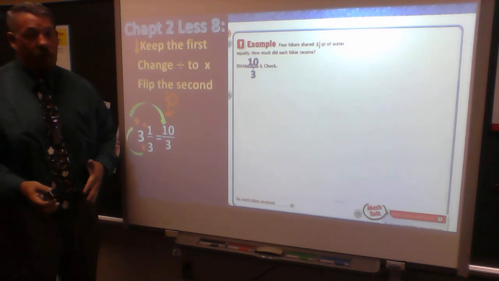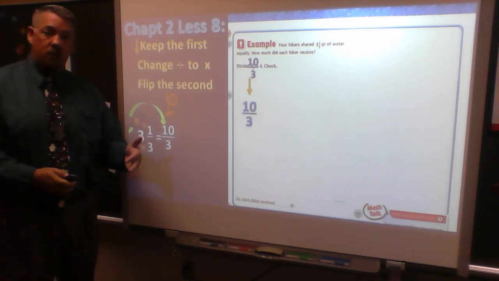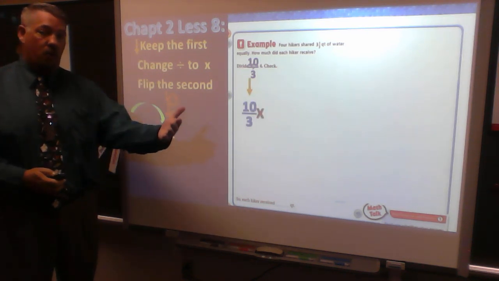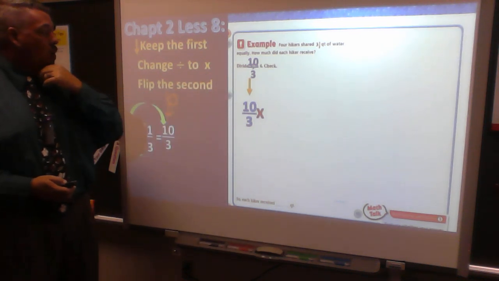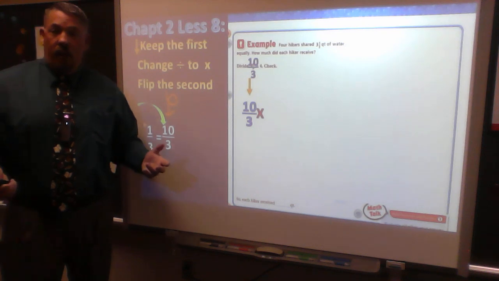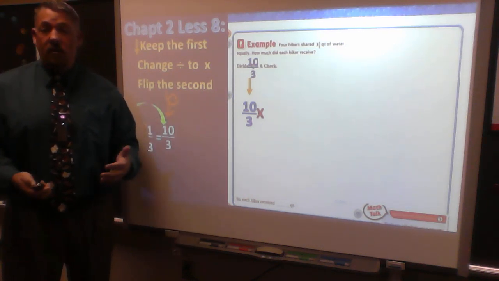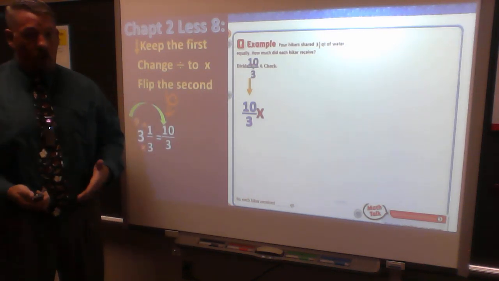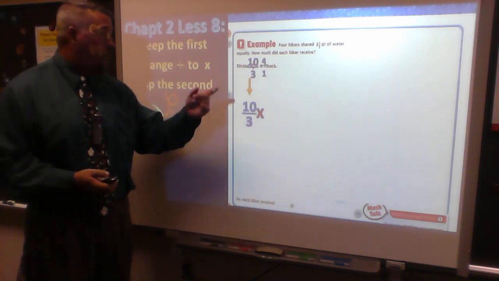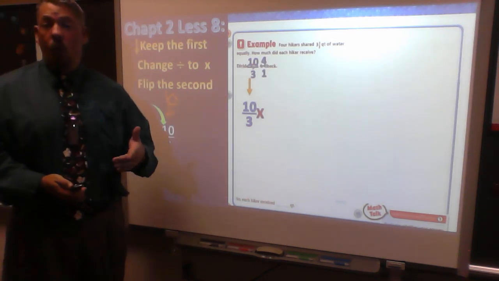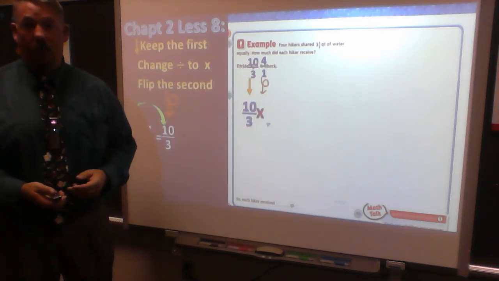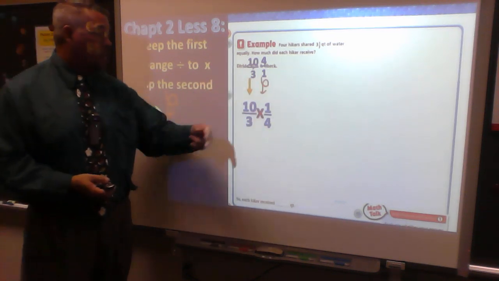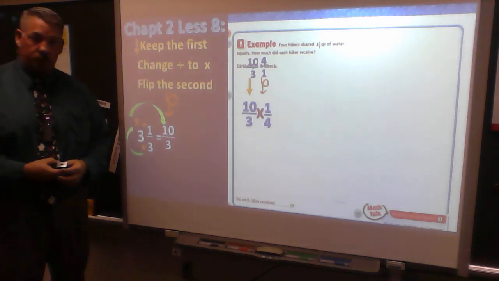I know I can't divide, so I'm going to bring down my first one. I'm going to change division into multiplication, and then my second one, I'm going to flip. Oh, wait a minute, that's a whole number. Can't flip a whole number, right? Has to be a fraction. So I'm going to start with making sure that I have 4 over 1. I always put my whole numbers over 1. That gives me something that I can flip upside down. I can get a reciprocal of 1/4.